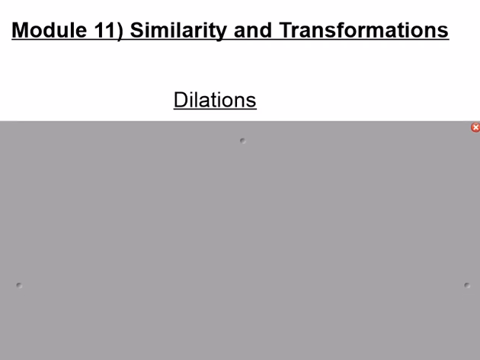In the notes for Module 11, we deal with similarity and transformations. So in order to understand similarity, we have to get into our last transformation. We've already covered our rigid motions, which were translations, reflections, and rotations. But now we also get introduced to the non-rigid motion, which is a dilation.